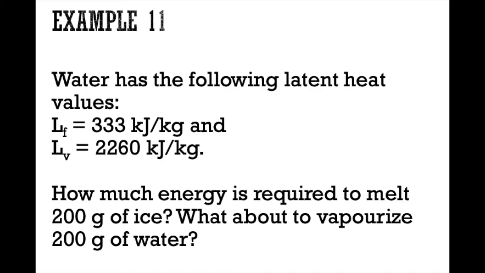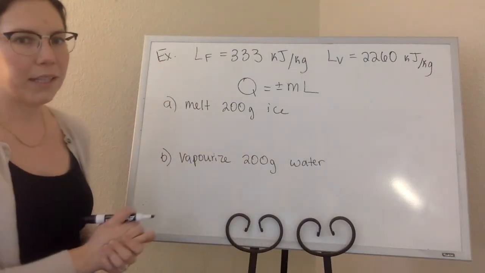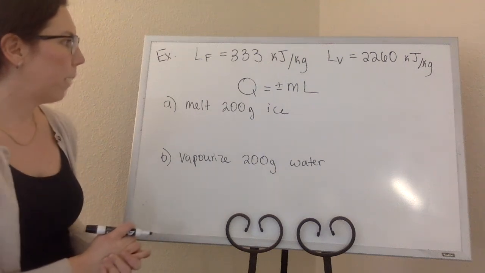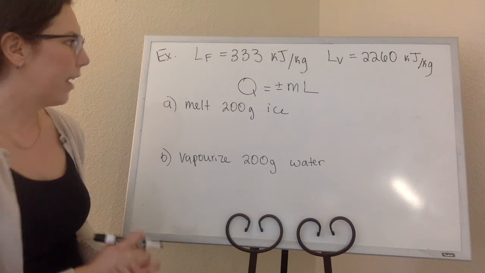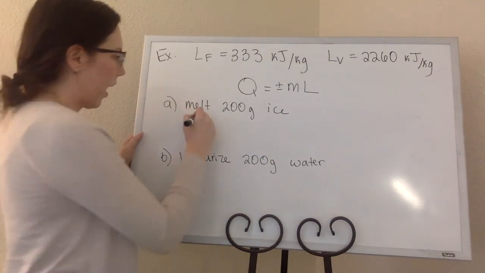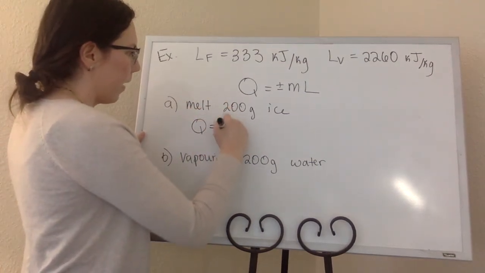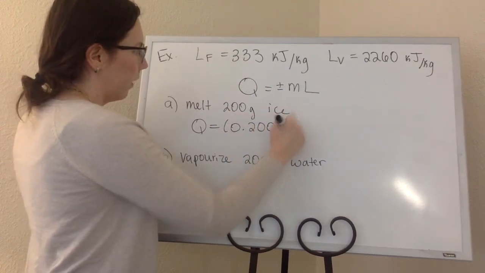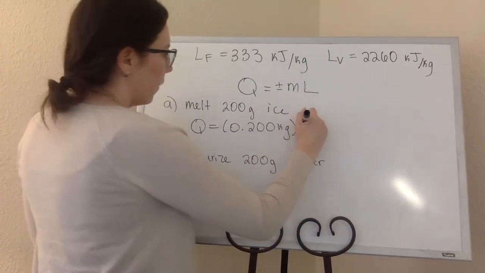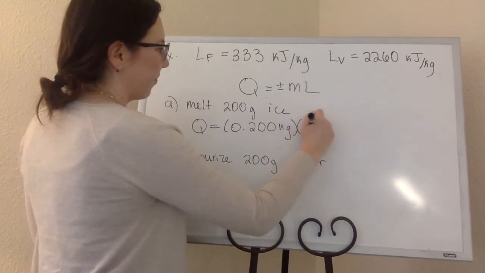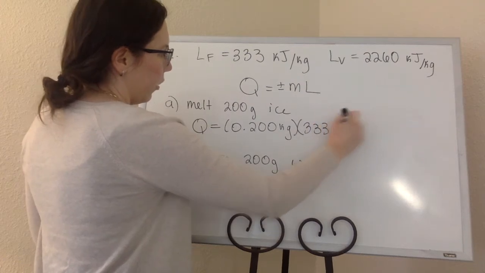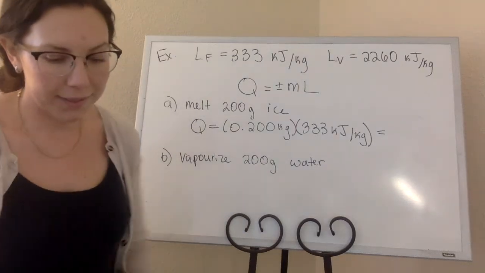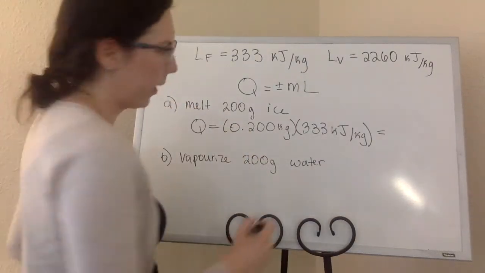Okay, so if you have a look at my board, I've written the values here and set this up. Q equals plus or minus mL. So first we are melting 200 grams of ice. Now this requires energy to melt ice, so we want positive, and then we'll have M, put in kilograms to match our units here, and then we can leave this in kilojoules. We'll choose LF because this transition involves a solid, and then if we multiply through, we get our answer in kilojoules as well. It's 66.6 kilojoules.